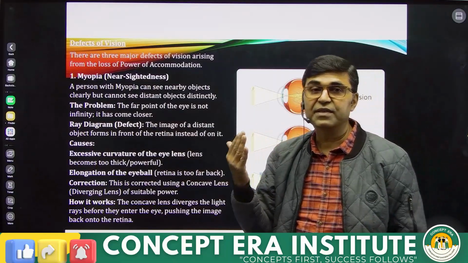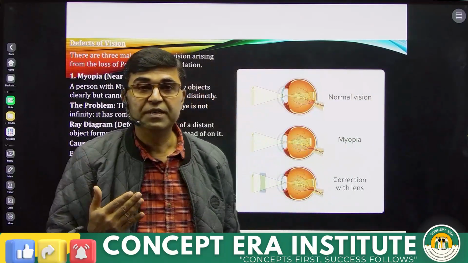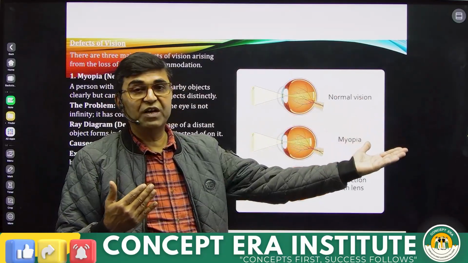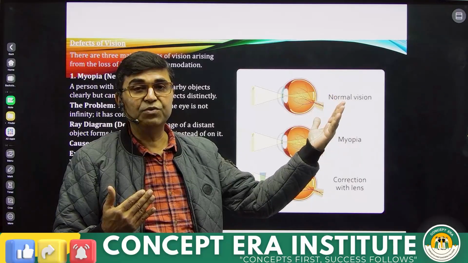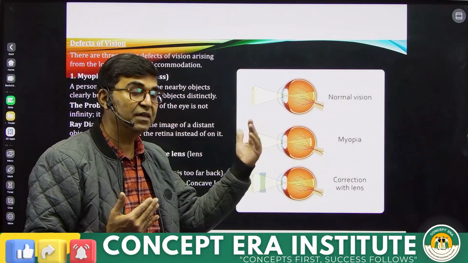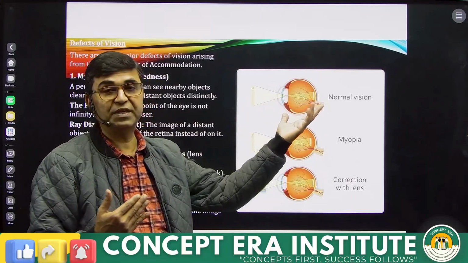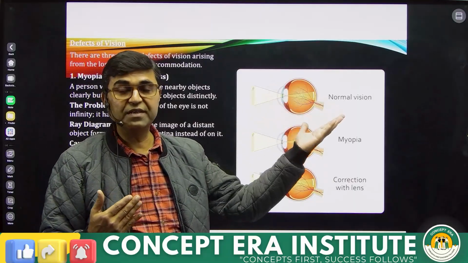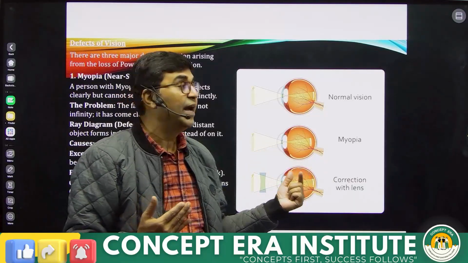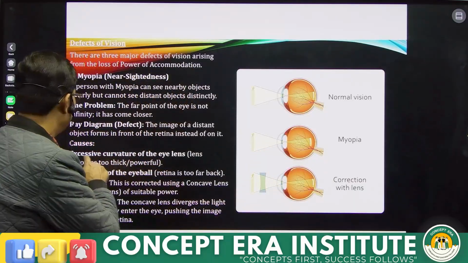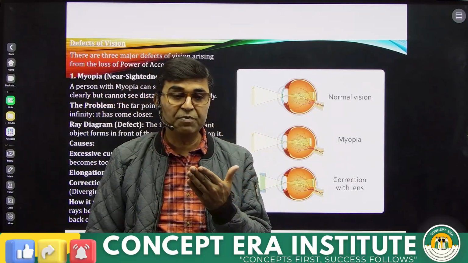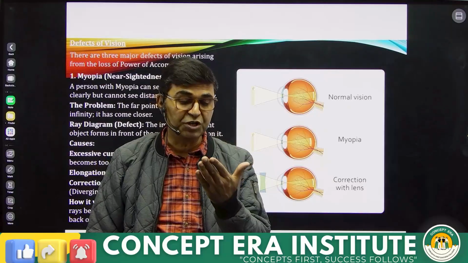So in case a person is not able to see nearby objects, but is able to see faraway objects, that defect is known as long-sightedness. Long-sighted means the person is clearly seeing the distant objects. Long sight is okay, but short sight is defective. That is called long-sightedness, and the defect is hypermetropia.